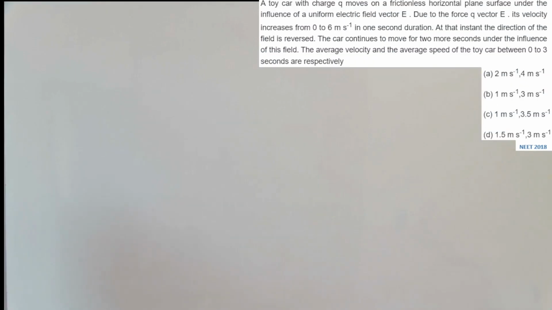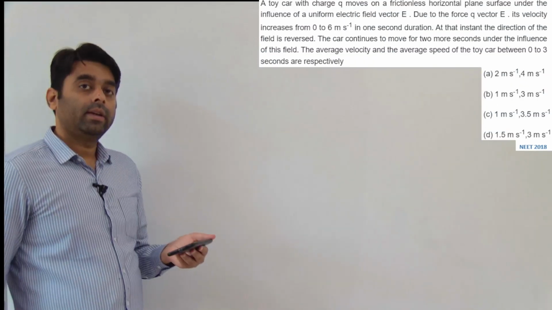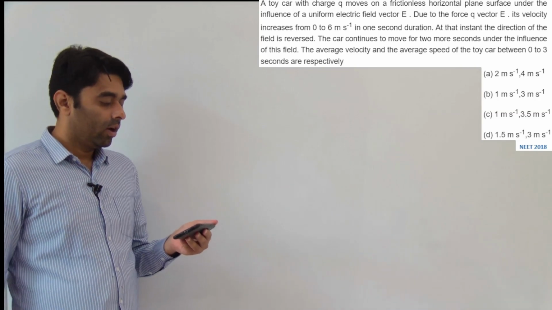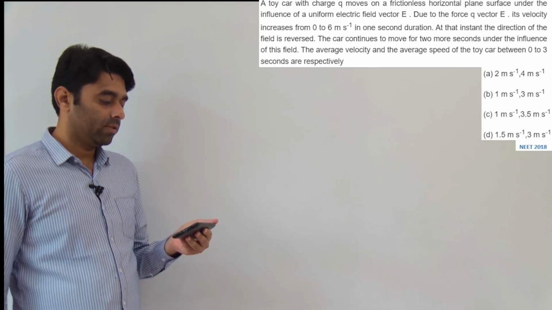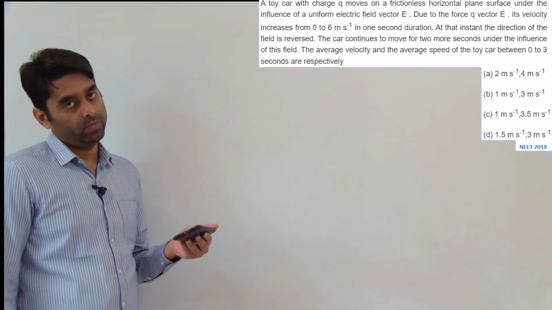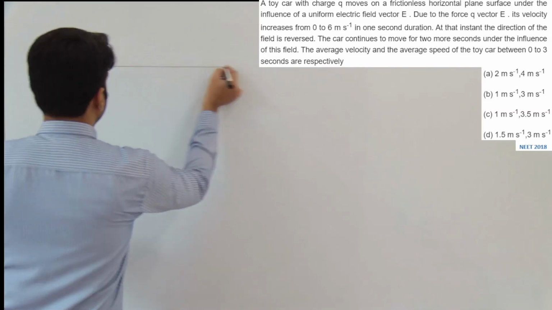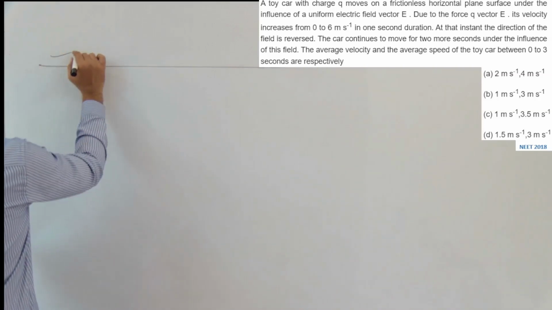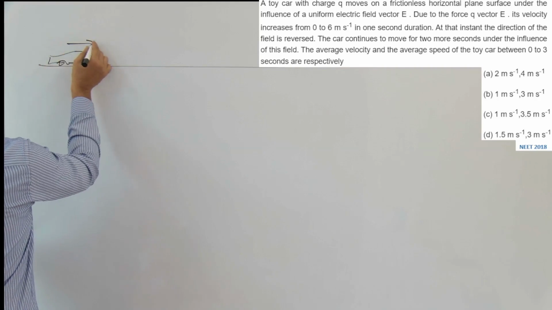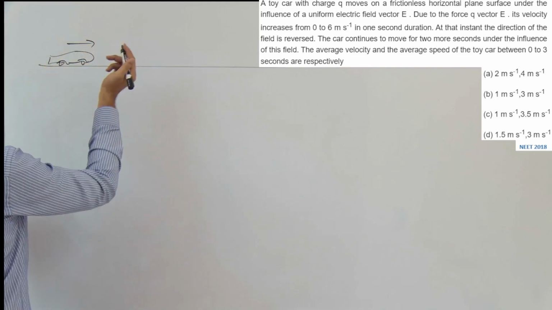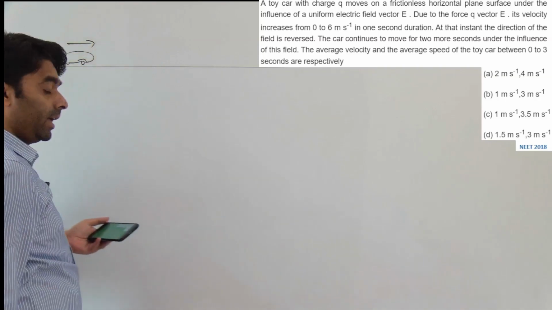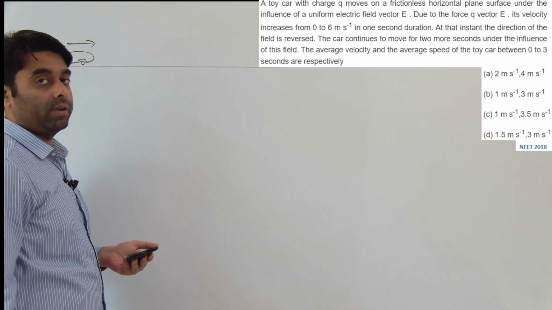Next question. Again, it's a question which involves kinematics. So let us see. A toy car with charge q moves on a frictionless horizontal plane surface under the influence of a uniform electric field E. Well and good. Let us draw the situation. So let's say the toy car is there. We draw it. Okay, it is more like a fish, but okay, fine. So the toy car is there, its charge is q, and let's say mass is m. It is moving under the effect of the electric field.